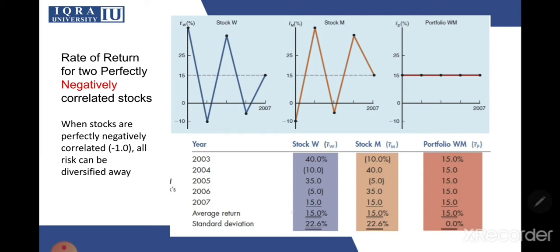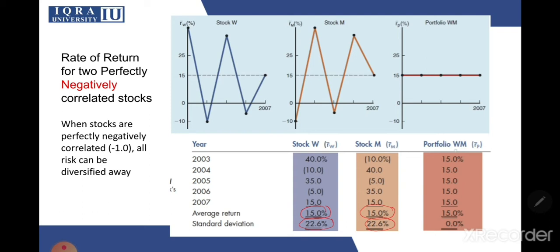Then they have also calculated the average return, which is 15% in both cases, and the standard deviation of both stocks is 22.6% and 22.6%. Which means if you purchase stock W, the average return is 15% and the standard deviation, the amount of risk that you will have to bear, is 22.6%, and same is the case if you go for stock M. Now look over here, the portfolio WM.